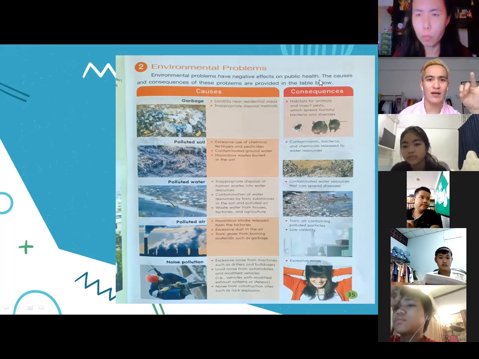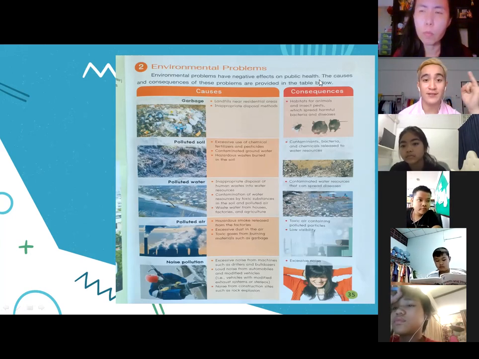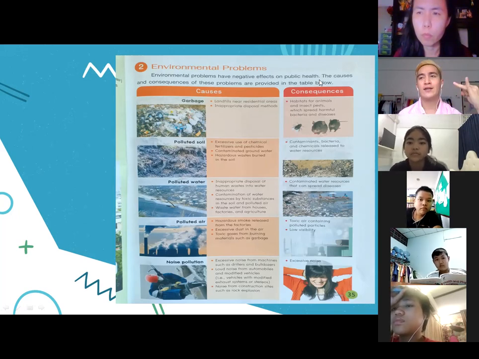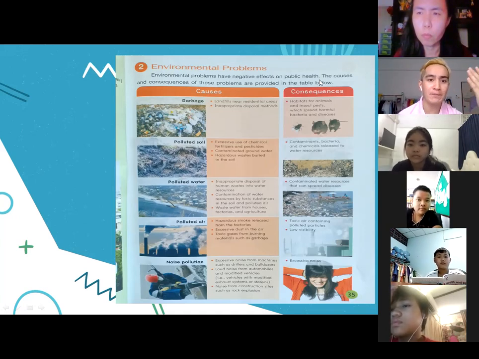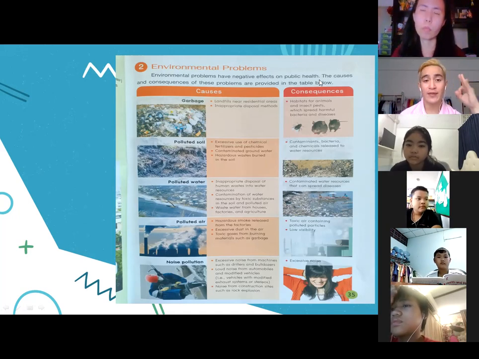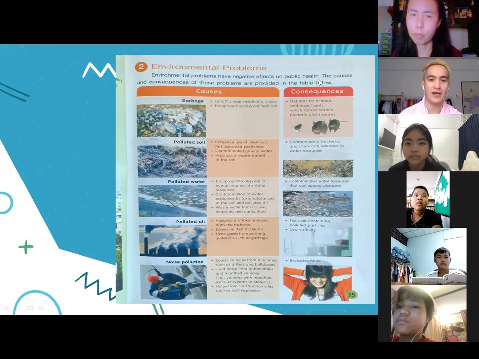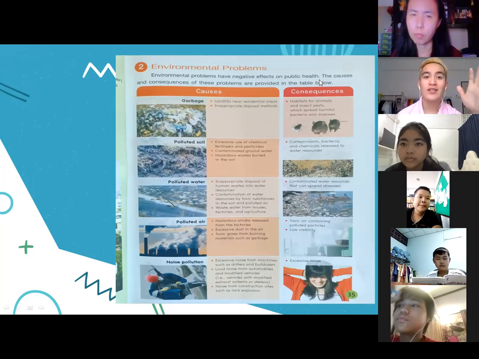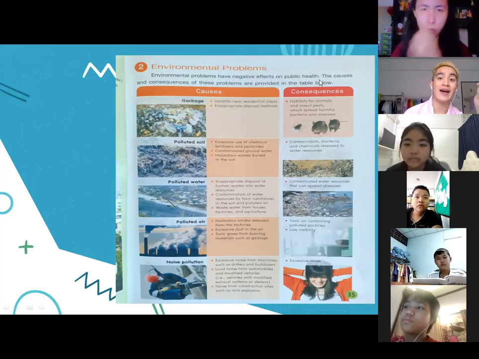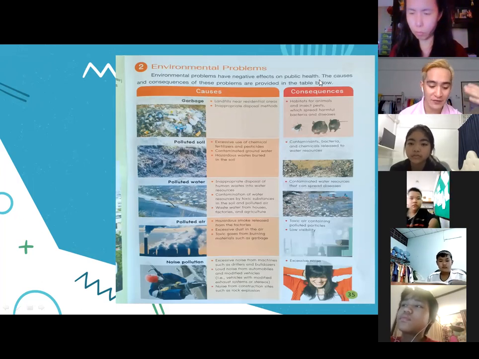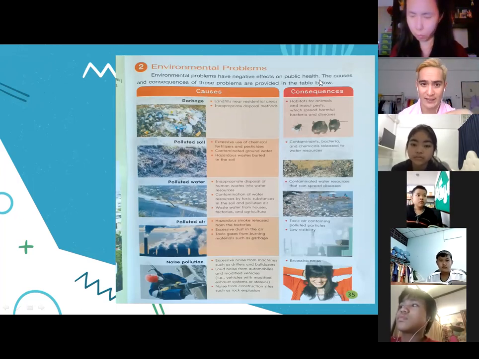Next we have reduce. The second R is reduce. For example, reduce using your electricity, or reduce using a lot of paper. That is the meaning of reduce. Lastly, reuse. If you have a thing that can be used again, you should use it again. That is very important for us to decrease the garbage that we could have. These are the 3 R's of the environment: reduce, reuse, and recycle.